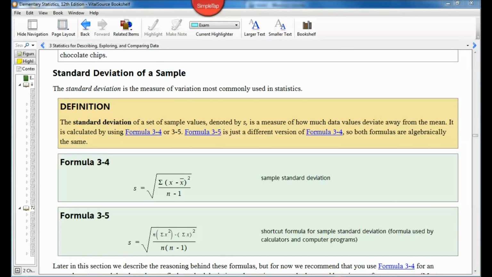Standard deviation is a very important measure of variation. I'd be willing to bet it's probably one of the most important terms that we've went over in this class so far. Your book says that standard deviation is a measure of variation most commonly used in statistics. So that must mean that it's pretty important. We have 2 formulas listed here for sample standard deviation.